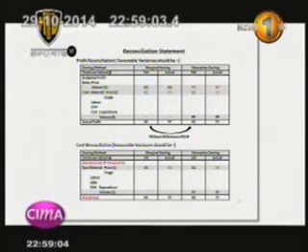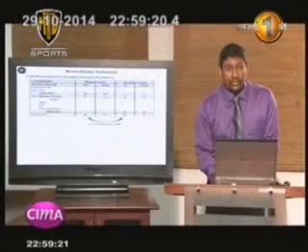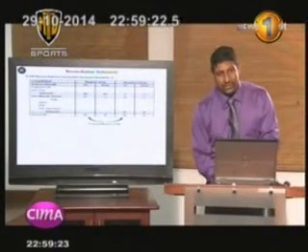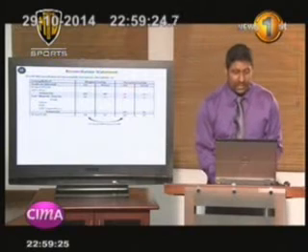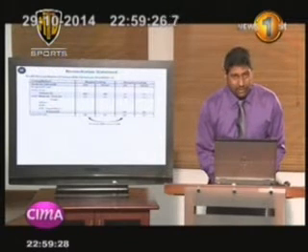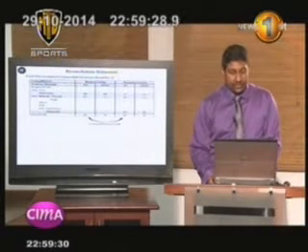Now if you look at the fixed overhead volume variance, that is not calculated in marginal costing, but that is calculated in absorption costing, and that difference is adjusted to the sales volume variance, because in marginal costing the volume variance is calculated for contribution per unit, or you take the volume difference and multiply by the contribution per unit. In absorption costing, you take the volume difference and multiply it by the profit per unit.